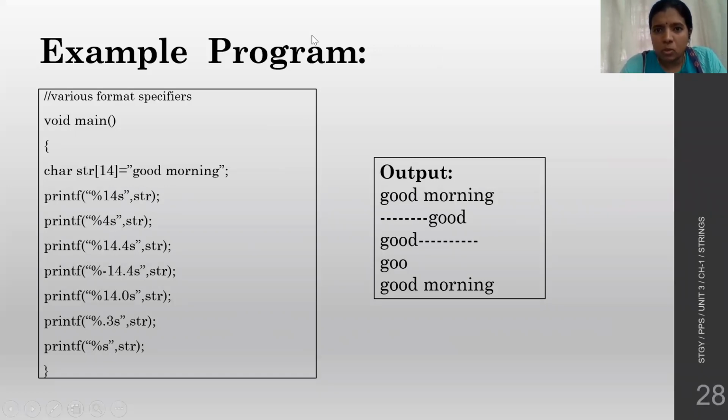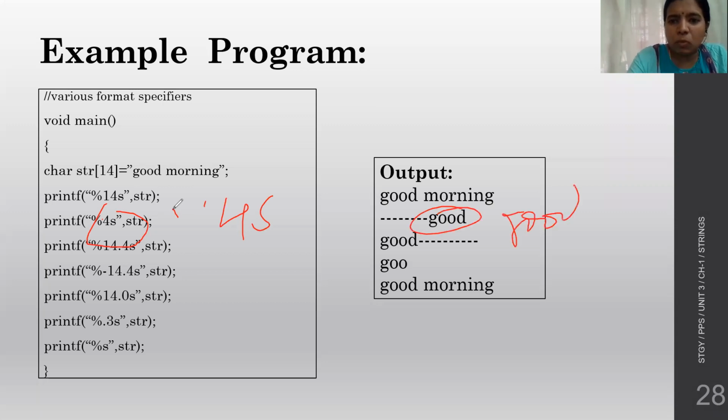Okay, so this is 0.4s. When there is 0.4s, you get to print only the first 4 characters of this particular string. So if this is 0.4s, then you print only the first 4 characters. What are all the first 4 characters? G-O-O-D, good. These are the first 4 characters.